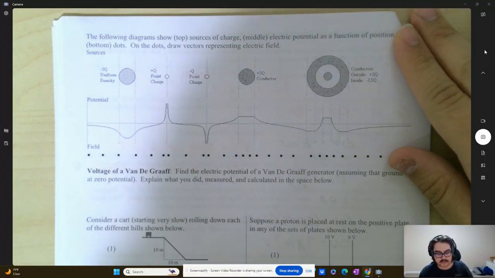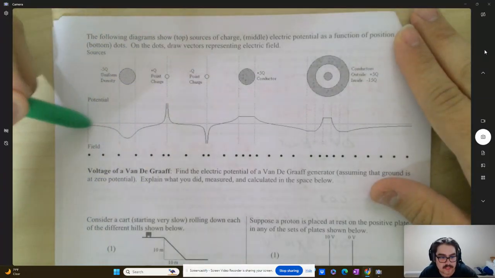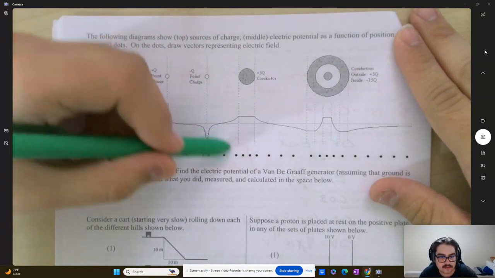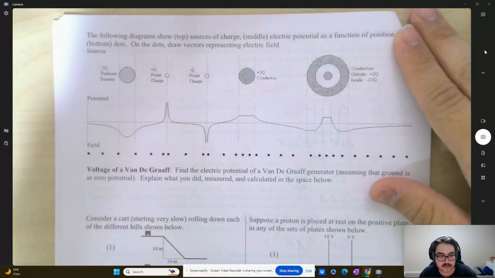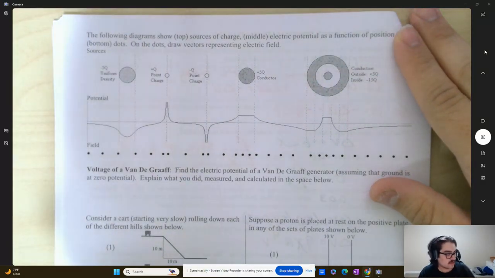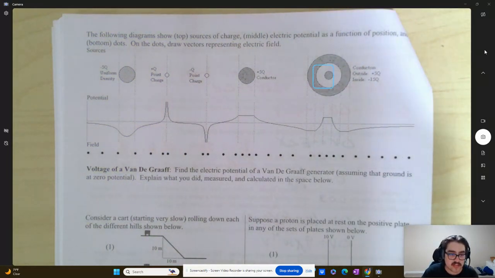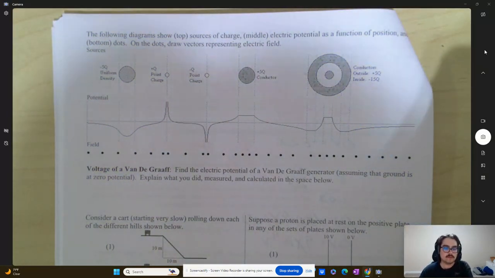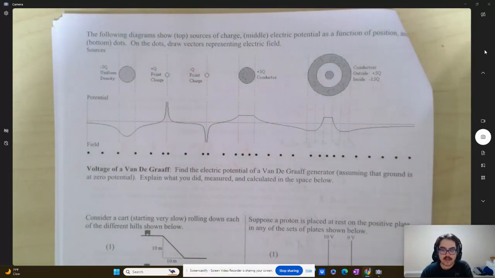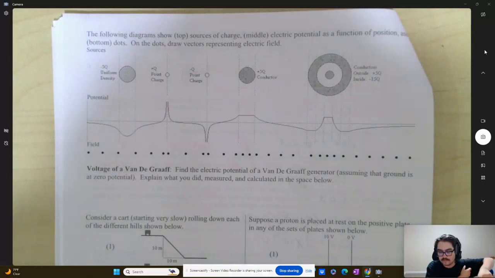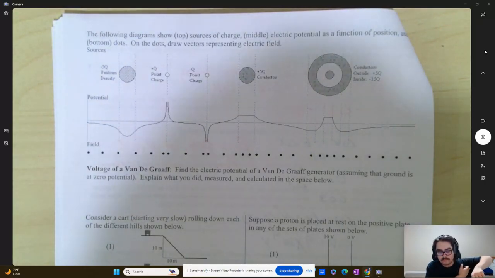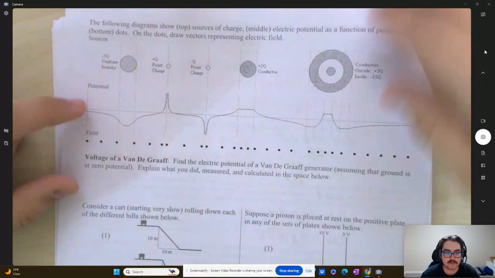You'll notice that in the middle we have these potential lines. They look kind of like hills and valleys, and some of them plateau. And then we want to draw arrows that represent where the electric field goes. Probably the easiest way to figure out the electric field here is to pretend you place a marble on the graph at that point. Where's it going to roll?